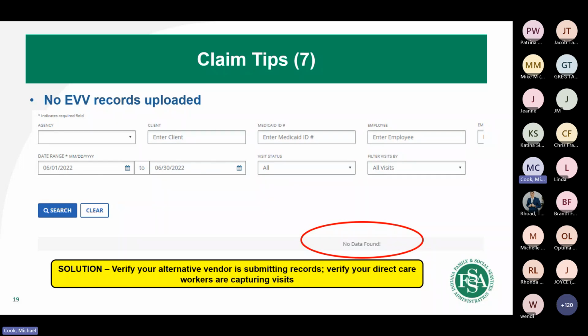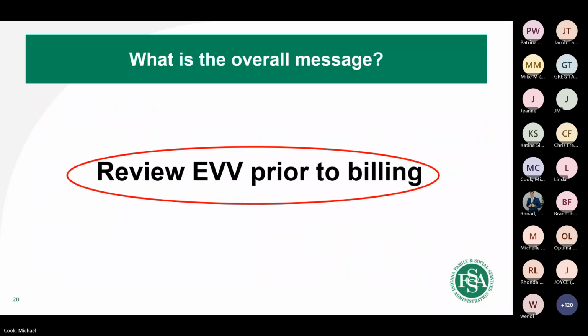And finally, probably the most common sense tip is, if there are no EVV records uploaded into the SAN data aggregator, whether it's because an employee just didn't capture the records or because an alternative vendor hasn't uploaded them into the aggregator, that means there will be a mismatch between what's in the aggregator and what's been submitted on the claim. So the solution here: make sure that your alternative vendor is submitting records, and make sure that you're verifying your direct care workers are capturing visits as appropriate.